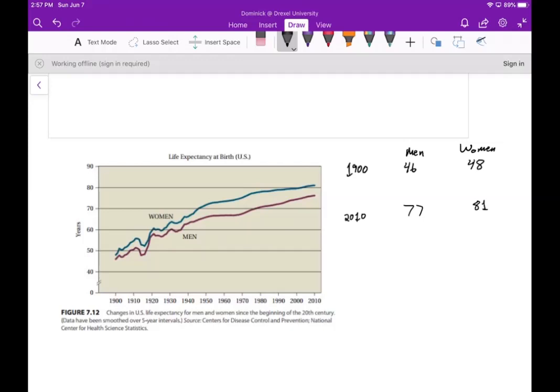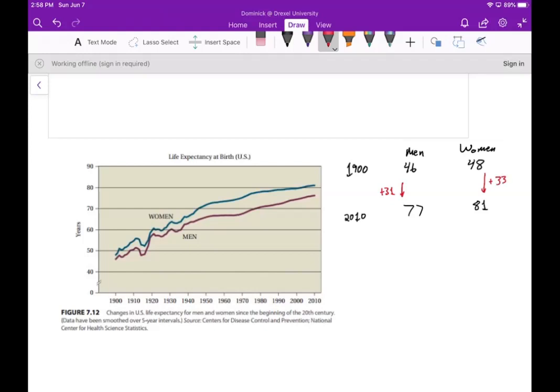Right, so now what were these increases? Well, to go from 46 to 77, I guess I would need 27 plus another 4. So it looks like we're having a 31-year increase. Right, and then it looks like to go from 48 to 81, that would be a 33-year increase, right?